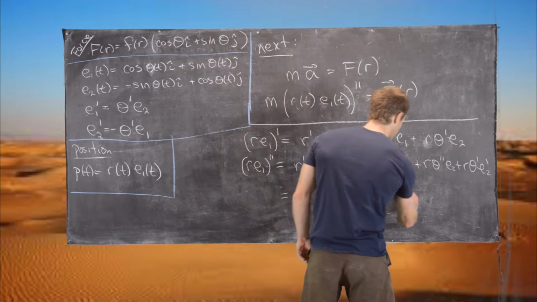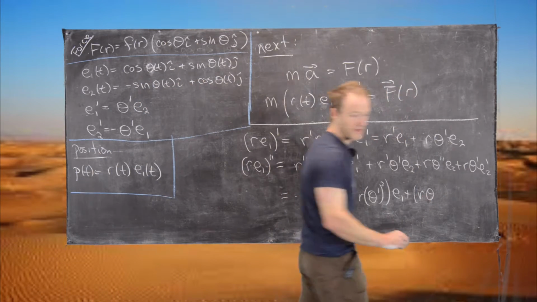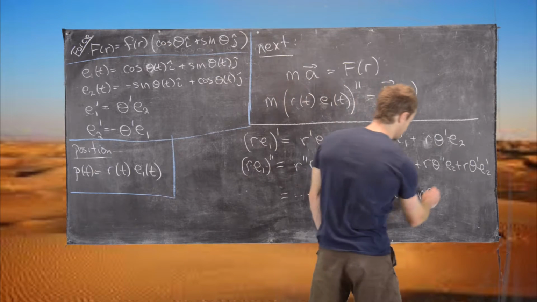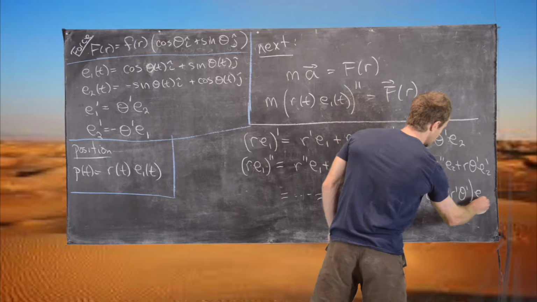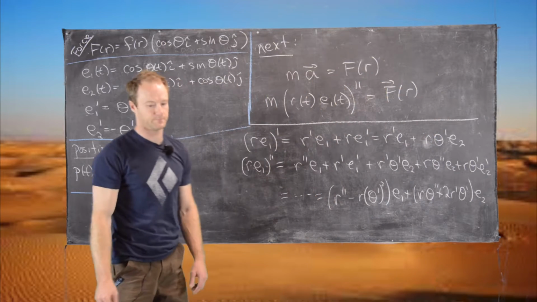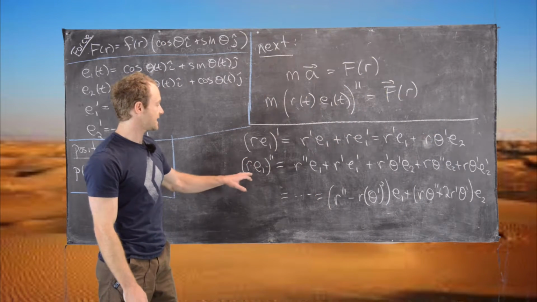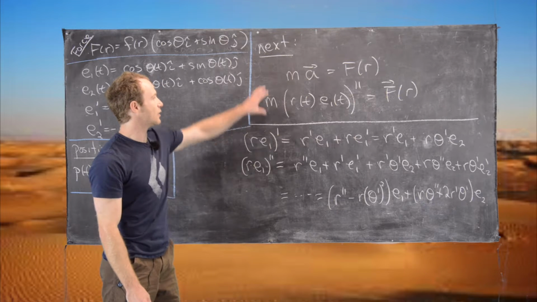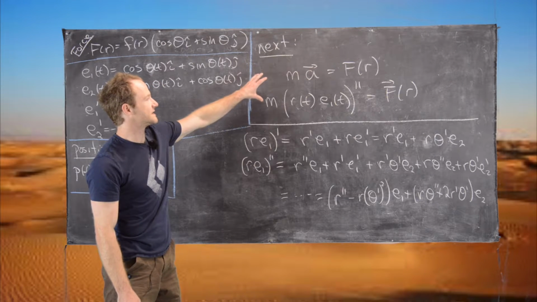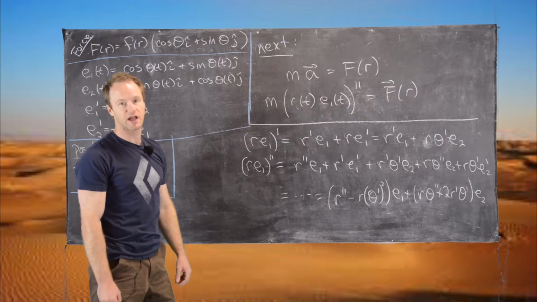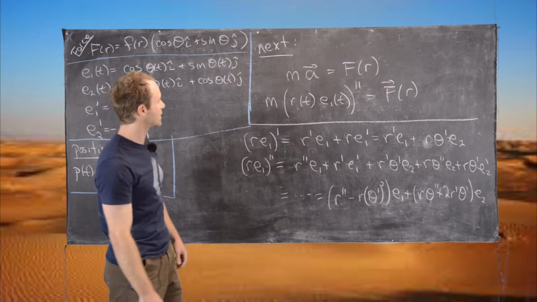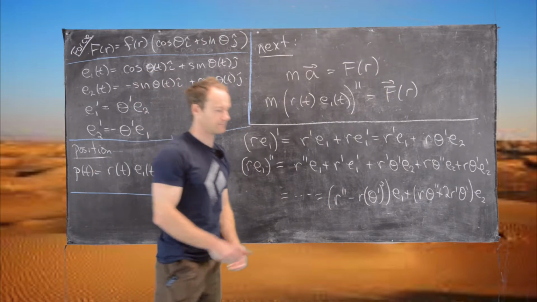And then plus r theta double prime plus 2r prime theta prime in the e2 direction. Okay, so that's what we get for this second derivative. So now we'll plug that into this mass times acceleration equals central force equation, and then go from there. So I'll clean up the board, and then we'll pick up from that point.